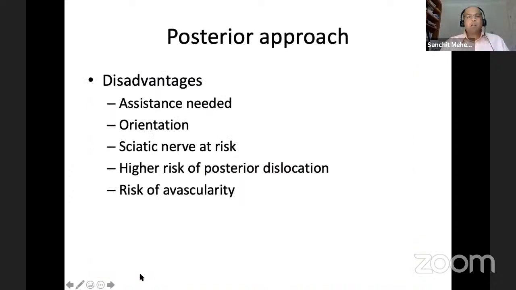There are some disadvantages. You need assistance which is skilled, because the leg has to be maneuvered in multiple positions depending on what work you're doing. Orientation, especially again in the UK, where most people are trained on the direct lateral approach for hemiarthroplasties to start off, can be a bit tricky and almost disorientating. The sciatic nerve is at risk. Theoretically high risk of posterior dislocation, although this is more traditional, and most modern studies would show that it's pretty much identical. And if you're using it for any hip preserving procedures, there is a risk of avascularity if you damage the deep branch of the medial circumflex femoral artery.